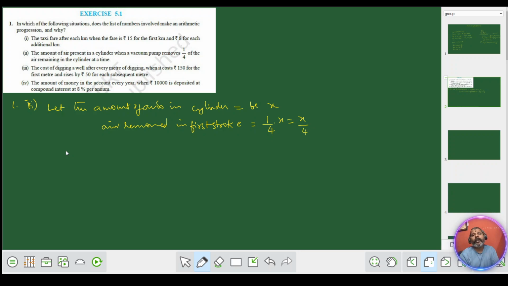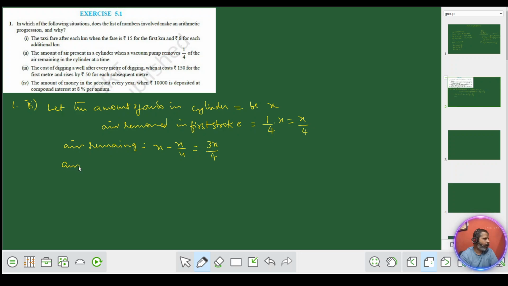What is left after the first stroke? Once it removed 1 by 4, what is the amount of air left? From that they remove 1 by 4 next. So we have to first find the remaining air. So air remaining now is x minus x by 4, that is, 4 is the LCM, 3x by 4. Now from this 3x by 4, they remove 1 by 4 again.